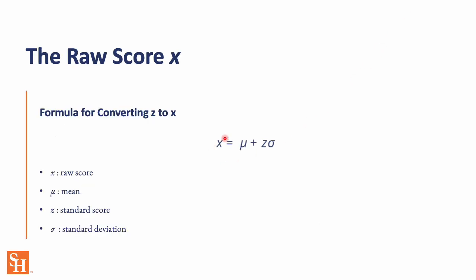Earlier we discussed how, if we have the raw score, we can convert that to a standard Z score. But if we have the Z score, we should also be able to convert that to a raw score, right? And by using this formula we can do that, where x is the raw score value, mu is the mean, z is the Z score, and sigma is the standard deviation. So if we have the Z score, then by using this formula we should be able to calculate the raw score. And in the next slide we will see how we can do that.